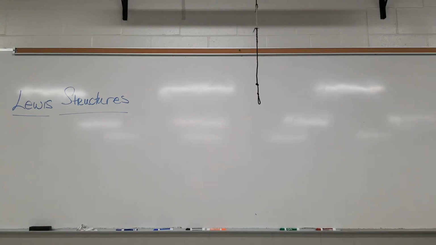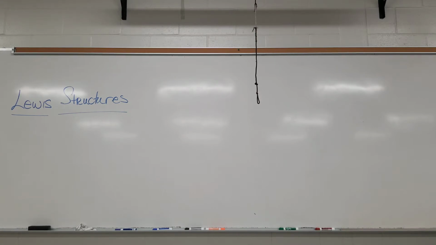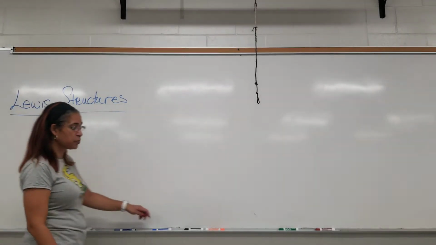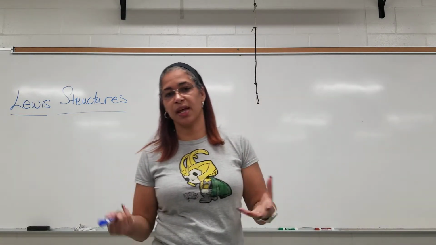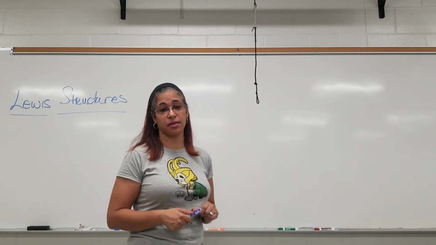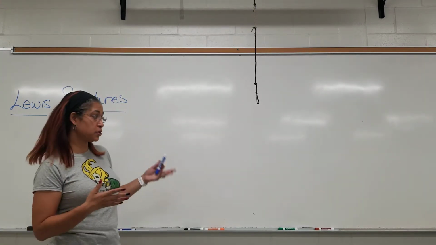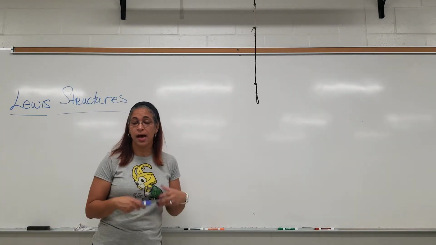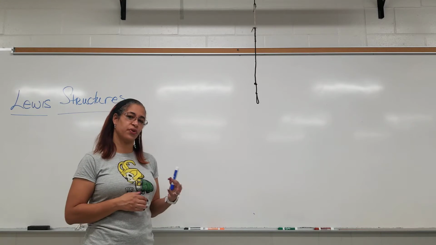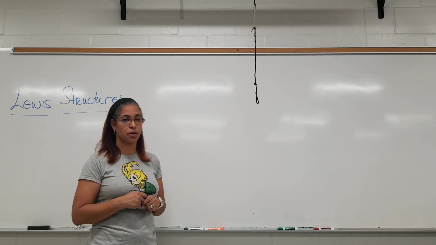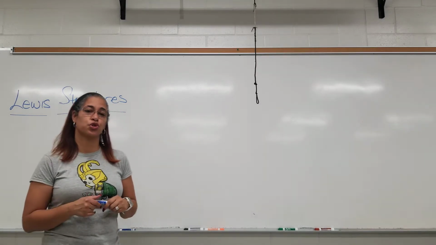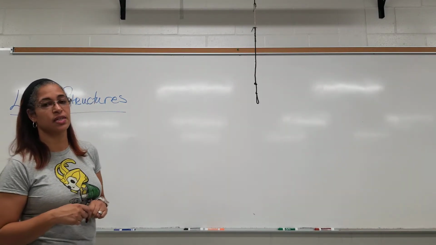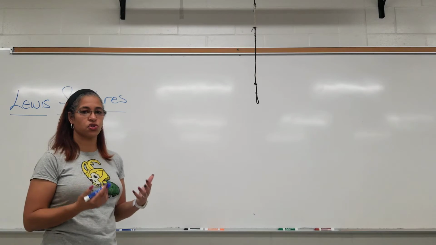All right, ladies and gentlemen, so today we're going to talk about Lewis structures. Originally we spoke about the Bohr model, and the Bohr model shows all of the electrons that an atom has. The Bohr model we saw today in class showed oxygen with a total of 8 electrons, 2 in the first shell and 6 in the second shell. Well, the Lewis structure shows only the electrons in the outer shell, or the valence shell.